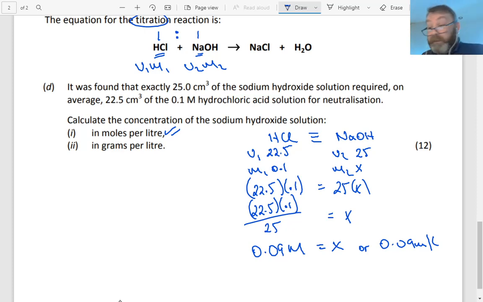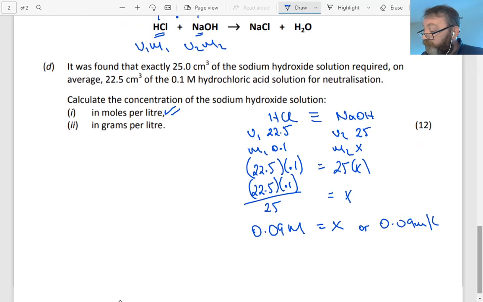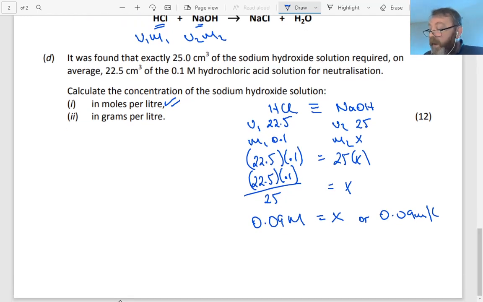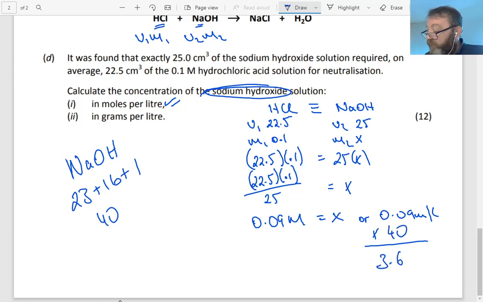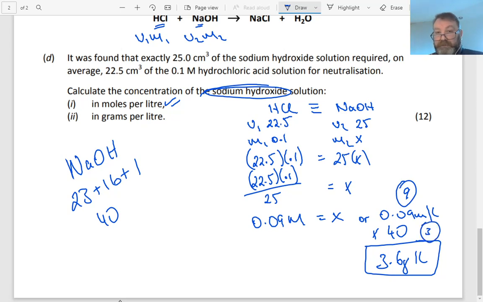And the last thing they asked me to do then is to turn it into grams per litre. Well, if I know what it is in moles per litre and I want to go to grams per litre, I go from moles to grams through multiplication. And I multiply by the mass of the substance we're talking about, sodium hydroxide, NaOH. Na, 23, oxygen, 16, hydrogen, 1. What's that? 40. So you're going to multiply that by 40 and you get 3.6 grams per litre as asked. Okay, now I was kind of generous with the moles per litre. I gave 9 marks for moles per litre and only 3 then to multiply it out into grams per litre.